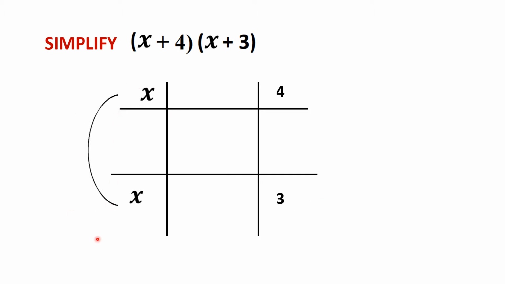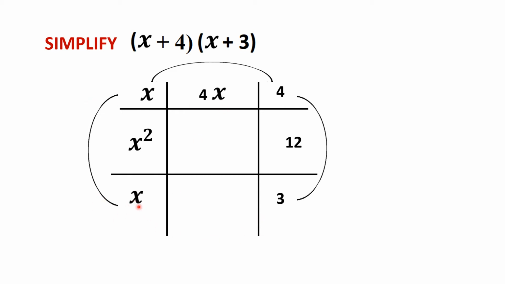Multiply these two, x into x. We'll write the answer in the middle here, in between: x square. Now, let's multiply 4 into 3. The answer we will write over here. It's 12. Now let's multiply x into 4, or 4 into x. It is 4x. We are writing the answer over here.